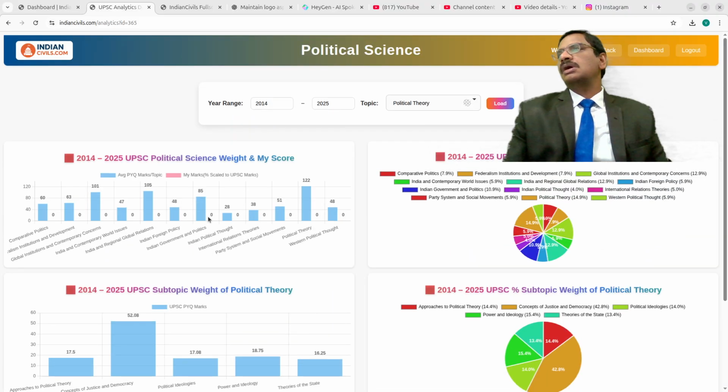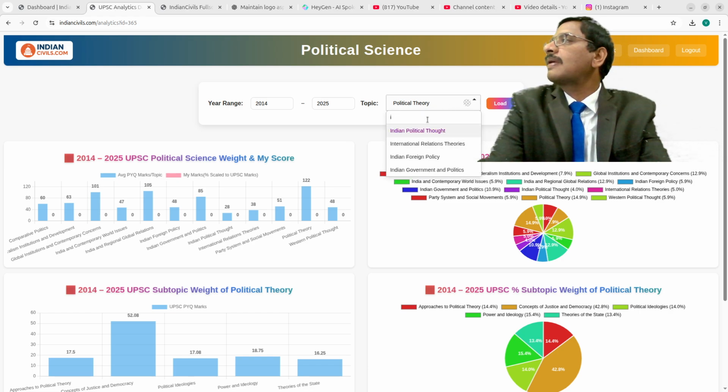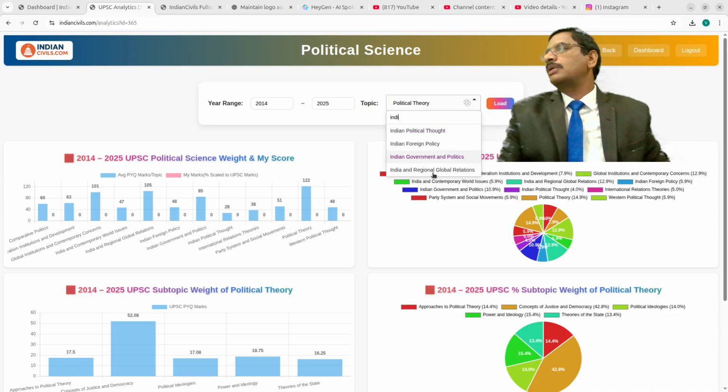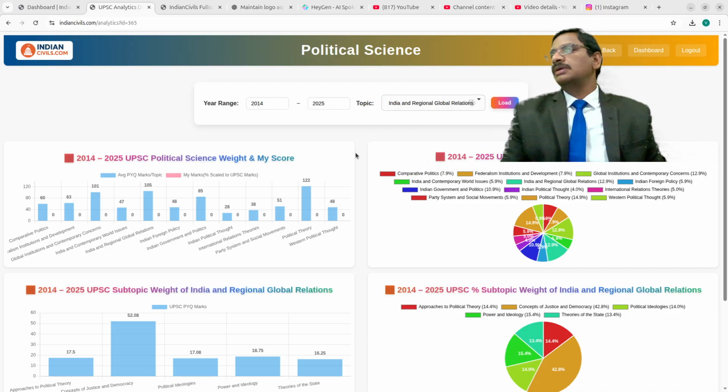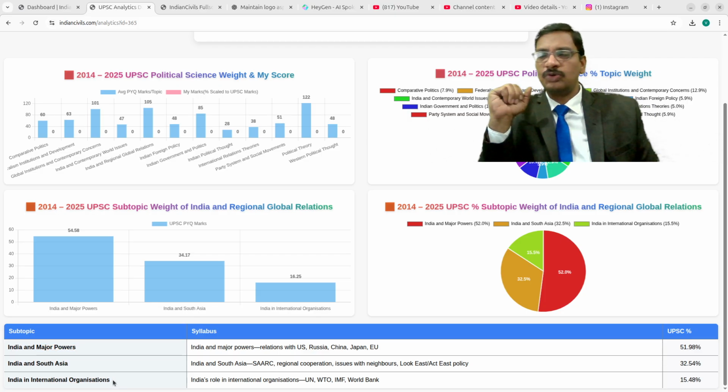And also I take one more topic. Let us say I take this 105, that is India and regional global relations. This area, if you subdivide it, is divided into 3 different categories. One is India and major powers, and India and South Asia, and India in international organizations. These are the 3 different subtopics I made.